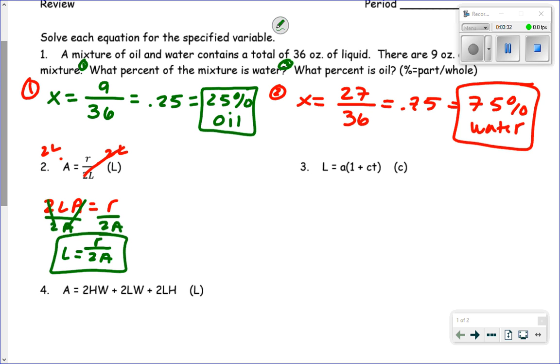Okay, number 3, it says L equals A times the quantity 1 plus CT. So the C is in parentheses off to the right, which means that is the letter that we're solving for. I'm going to go ahead and get rid of that A first. It's connected by multiplication, so I need to divide. So I've got L over A equals 1 plus CT. Again, I'm solving for C. I have something connected by addition, so I need to subtract. I'm going to subtract 1 from both sides.